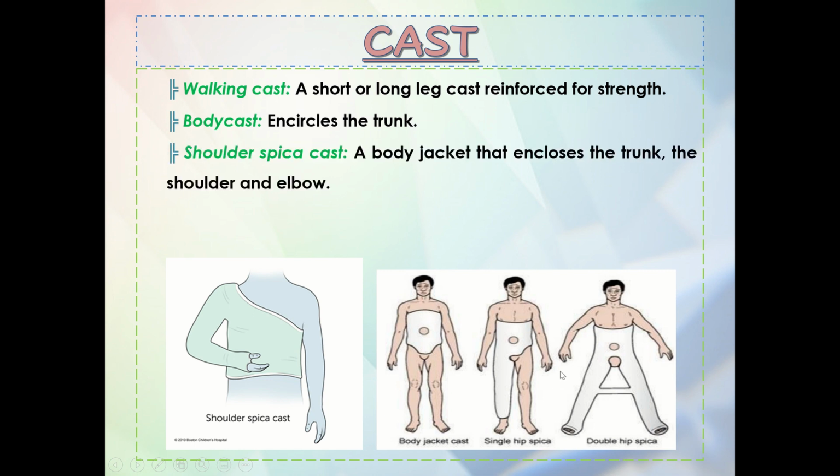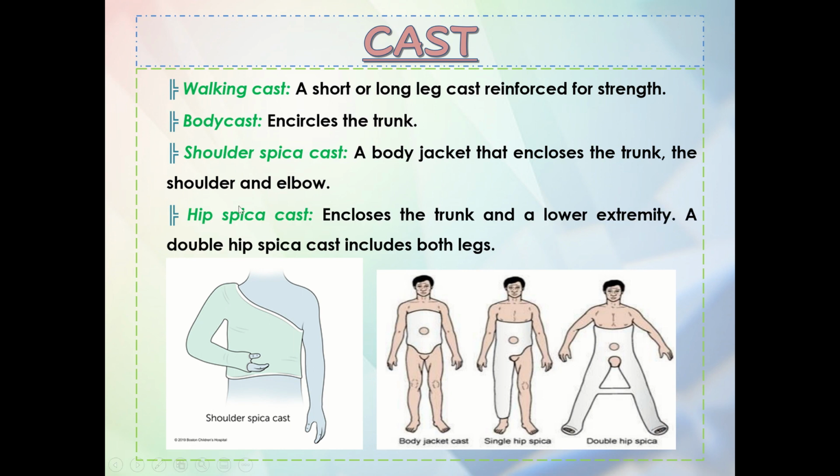Pag shoulder spica cast, here, this one is a shoulder spica cast. So a body jacket that encloses the trunk, the shoulder, and the elbow. So naka-enclose ito, the trunk, the shoulder, and the elbow. That is the shoulder spica cast. So parang covered talaga siya up until dito sa ating arm. Shoulder spica cast.